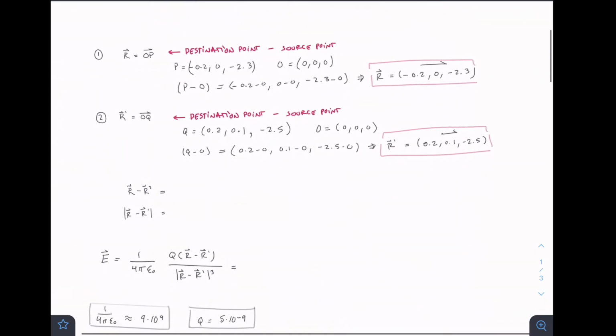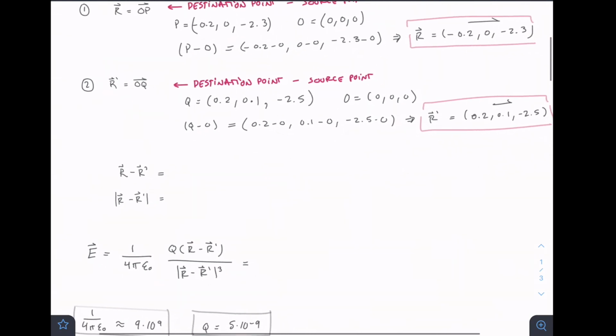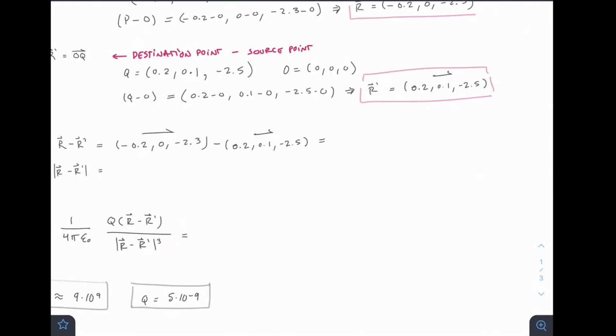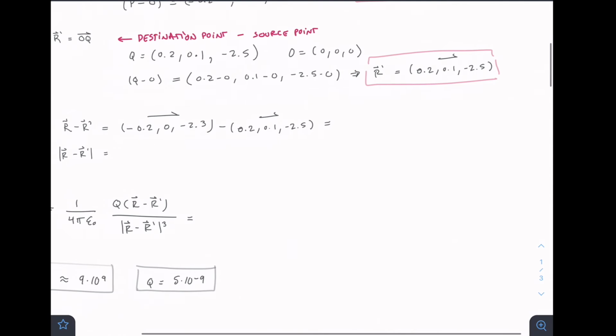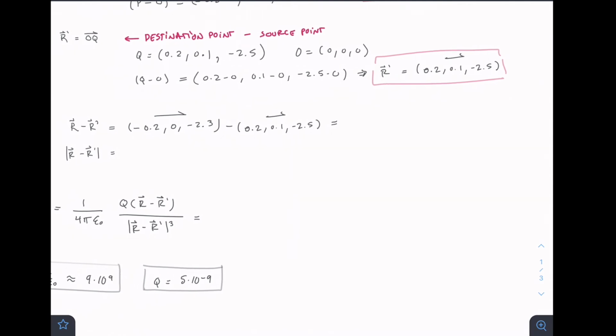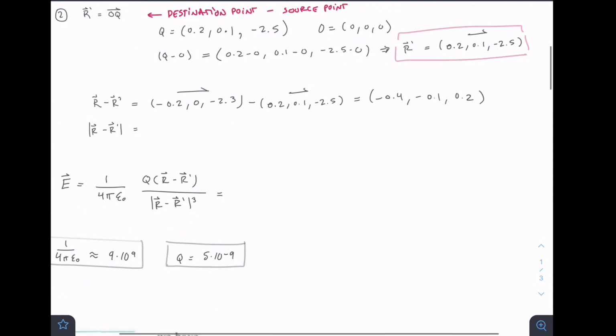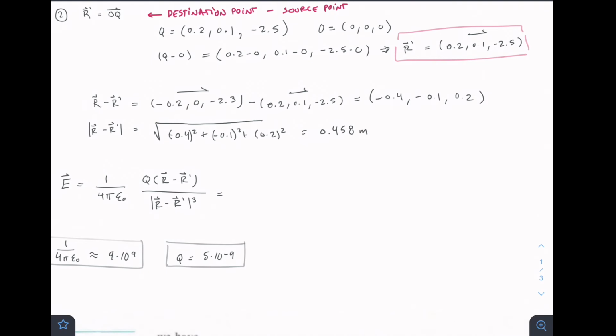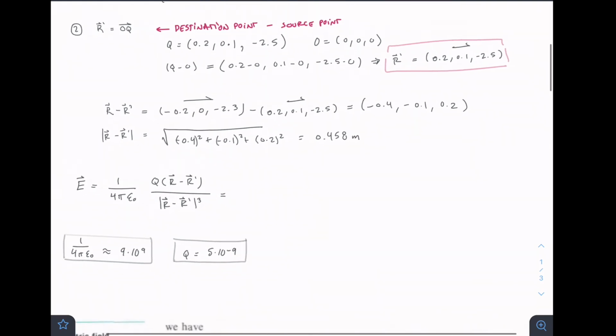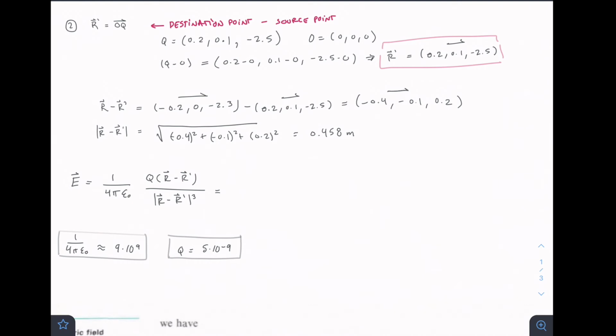Okay, so we have r minus r prime, so let's go ahead and do that. In this case, it's going to be x minus x, y minus y, and z minus z. Then the magnitude of r minus r prime is always the square root of all of the components squared, and that's going to be equal to 0.458, and we're dealing with meters in this problem. So we have the vector r minus r prime, and we have the magnitude. We found these.